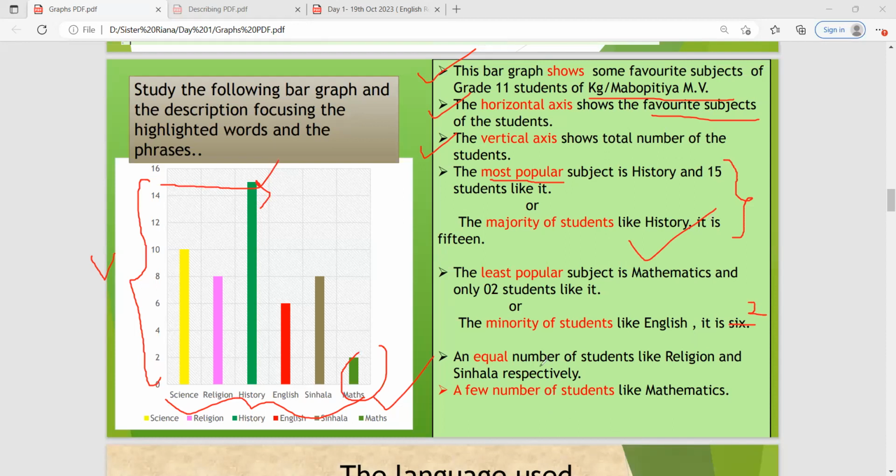Then an equal number of students like religion and Sinhala. Now see, when you see these two, you can see Sinhala and religion, they both like religion respectively.